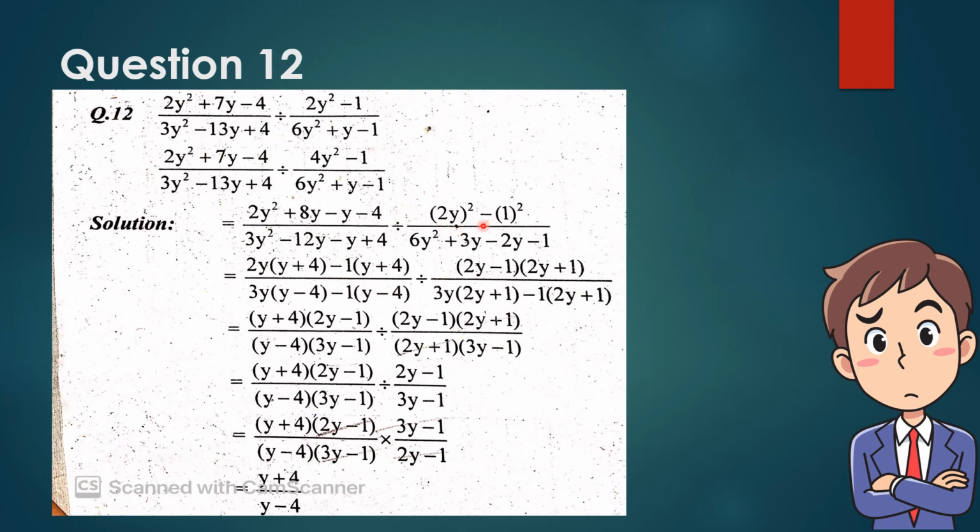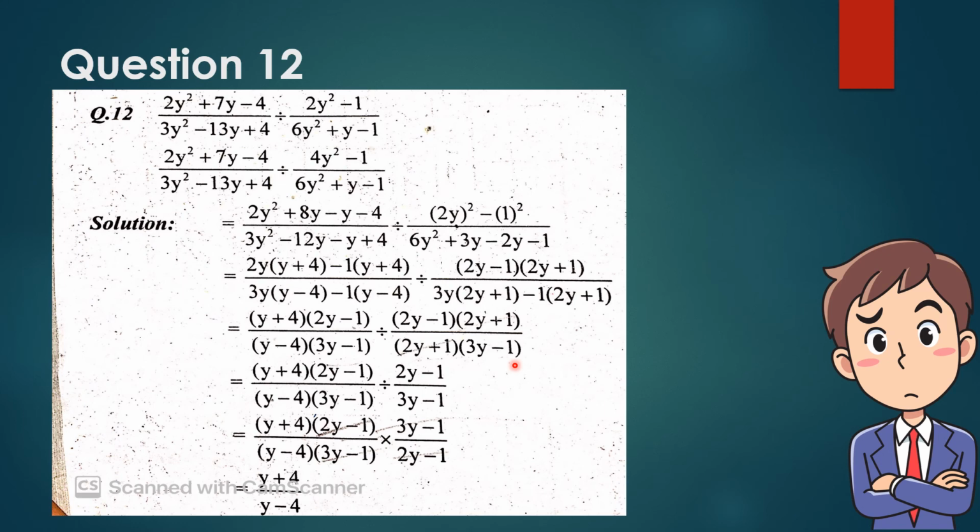It will be a square minus b square, and in the denominator we are again applying midterm method. So the factors will be (y plus 4)(2y minus 1) divided by (y minus 4)(3y minus 1), and (2y minus 1) divided by (2y plus 1) into (2y plus 1) divided by (3y minus 1). So now you will simply cancel out the terms.